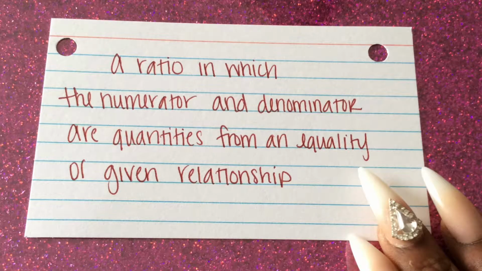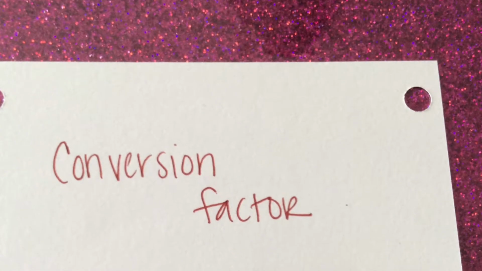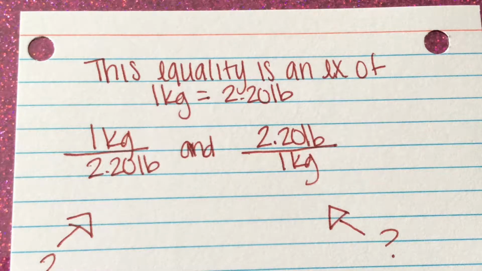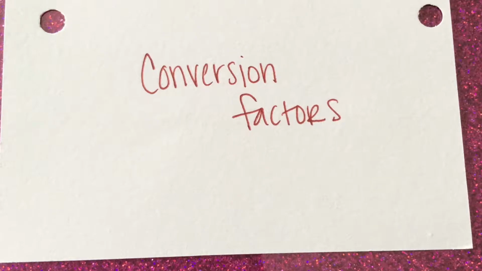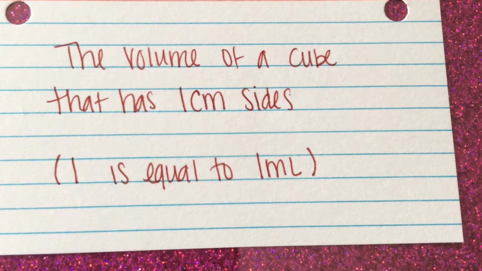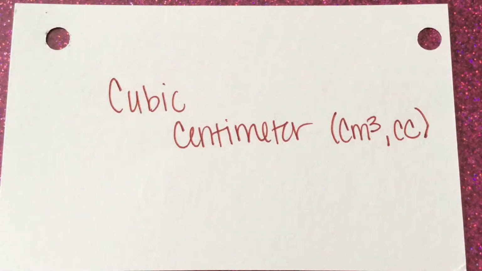A ratio in which the numerator and denominator are quantities from an equality or a given relationship. Conversion factor. The equality 1 kilogram over 2.2 pounds and 2.2 pounds over 1 kilogram is an example of conversion factors. The volume of a cube that has 1 centimeter sides. 1 cm³ is equal to 1 milliliter. Cubic centimeter, cm³ or cc.